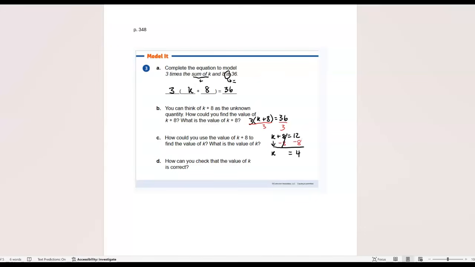How can I check? Well, I plug it back in. So I take my original equation, which was 3(k + 8) is equal to 36. I know what k is. K is equal to 4 now. So plug back in a 4. 3(4 + 8), because that's what k is, is equal to 36. Let's see if it's a true statement. Well, 4 plus 8 is 12. So 3(12) is equal to 36. 3(12) is 3 times 12. 36 is equal to 36. It's a true statement. I know I'm correct.